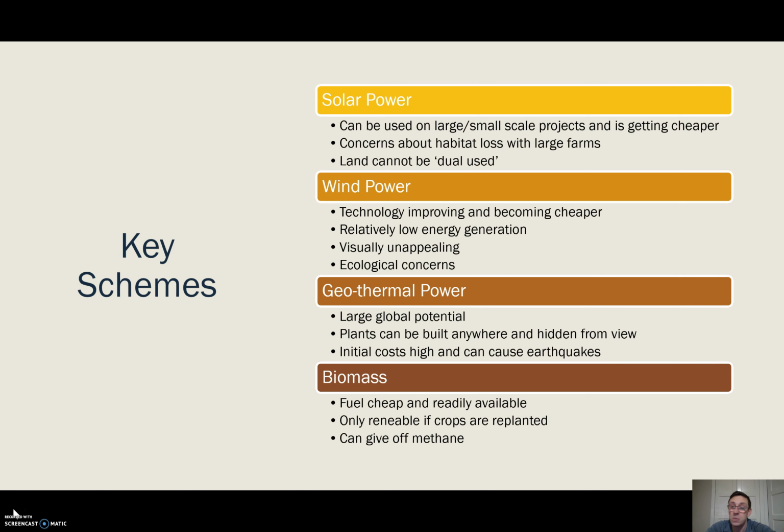And there's a typo on the slide, so I'll ask you to forgive me. But the downside to biomass is that if you're not using crops, it's not really renewable if you're not replanting what you're going to use to do it. And you do have instances where you can produce reasonably large quantities of methane, which, as we've discussed in previous videos, is a very potent greenhouse gas.